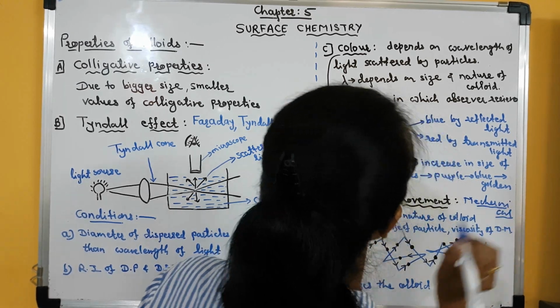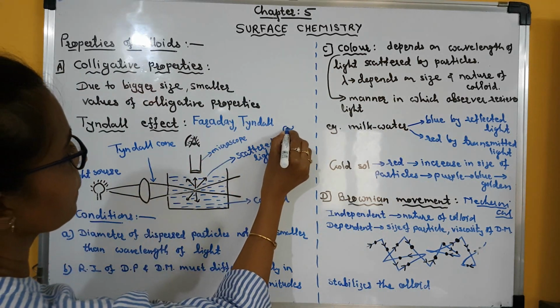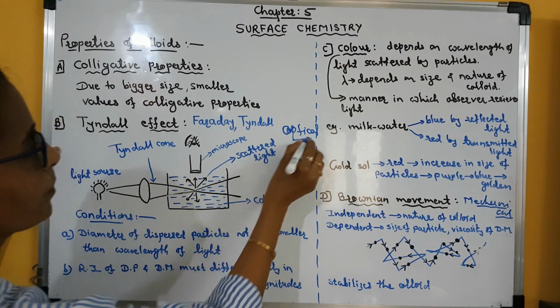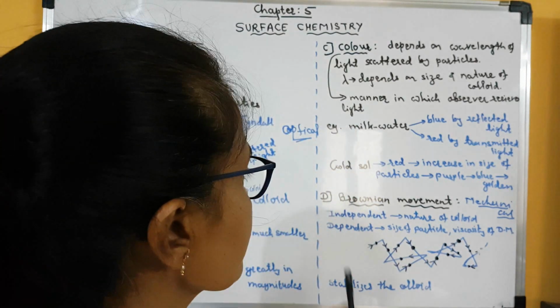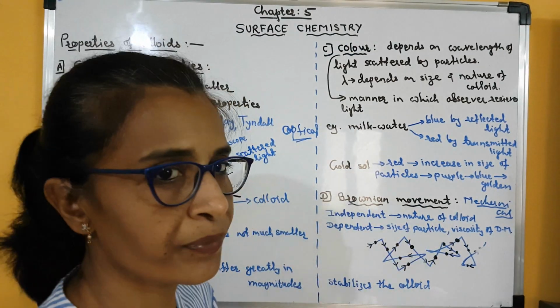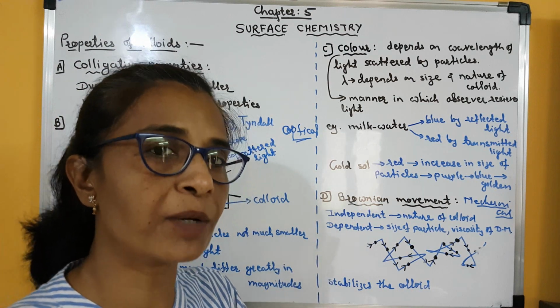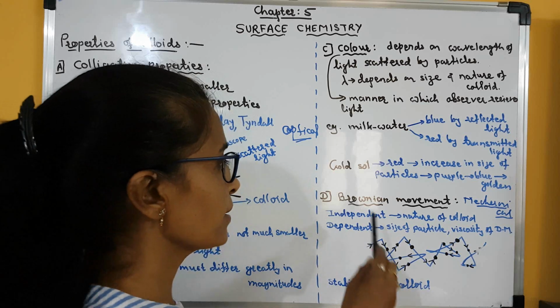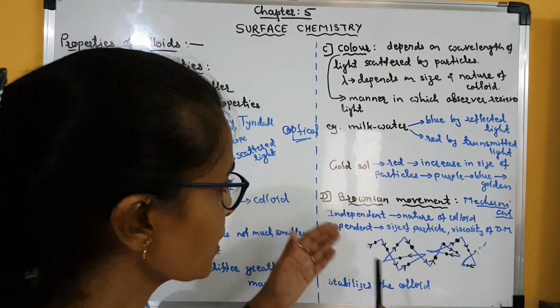Clear? It is a mechanical property. This property is an optical property. Optical property of colloid. Clear? Okay. So now here you can see Brownian movement. It was observed by British botanist Robert Brown, and so after the name of that botanist, it is given the name Brownian movement. Now what is this movement?